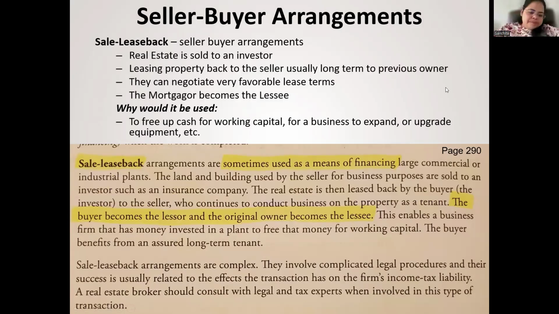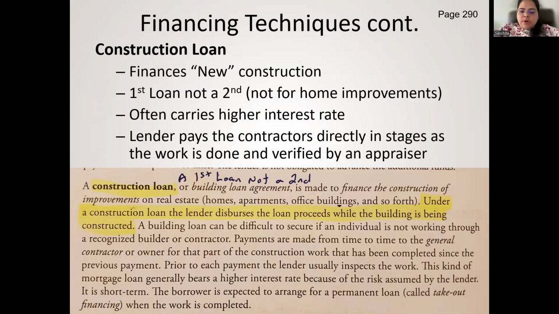Victor, yes, so this construction loan is a first loan and not a second loan, correct? And this was also mentioned for purchase money mortgage. So is it the same thing? No, it's not the same thing, it's just the first loan. First loan means that it was the first loan on the property when there were no other loans on it. So it holds the first lien position in the repayment order.